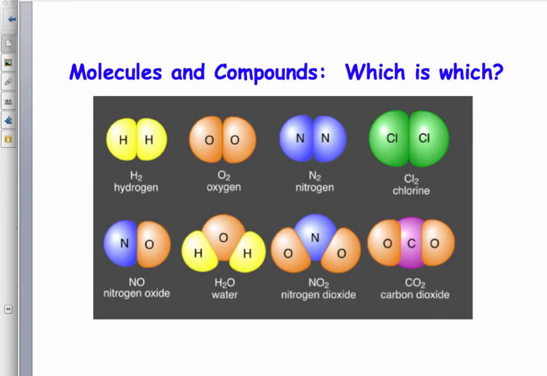So we need to take a look at this sketch of particles, and we have two things going on in this sketch that it's important for you to be able to observe and kind of see the difference.